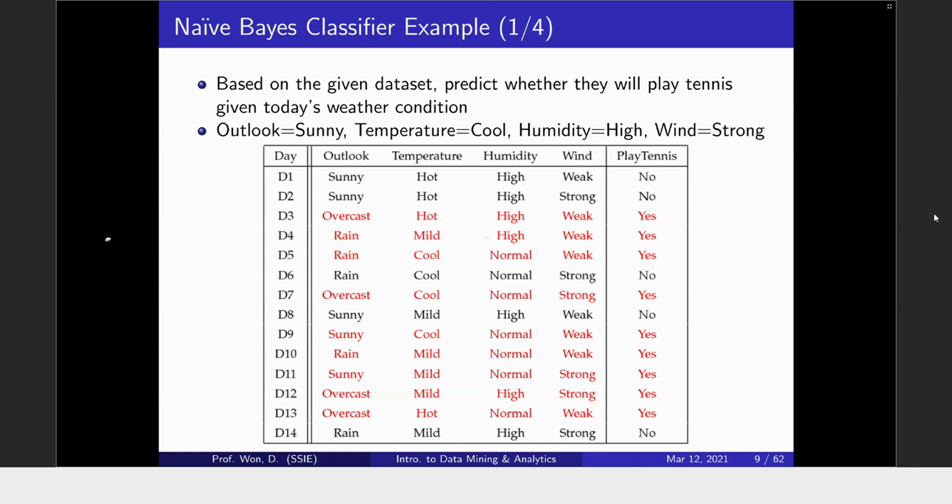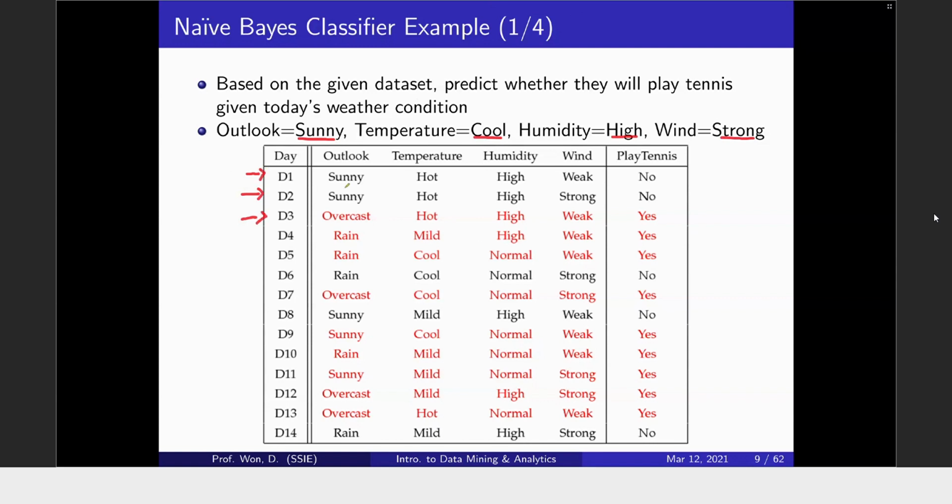So let's talk about some example. Okay, this one we also discussed. We have some weather information: sunny, cool, humidity is high, wind is strong. These we call the attributes, and each of these is a kind of sample. Sample 1, day 1, sample 2, day 2, and so on.